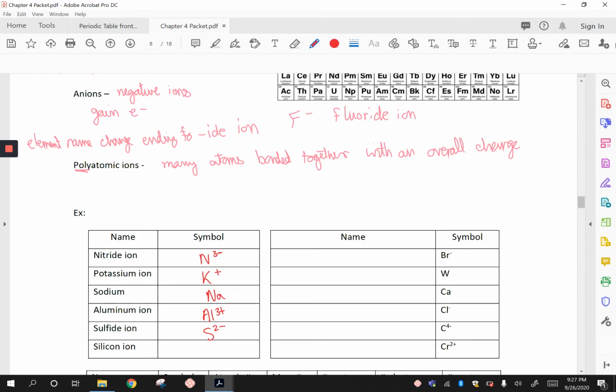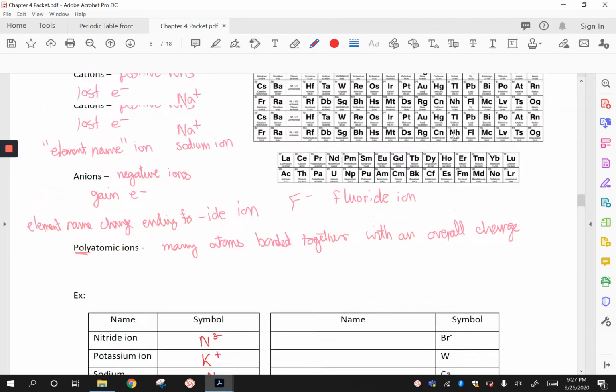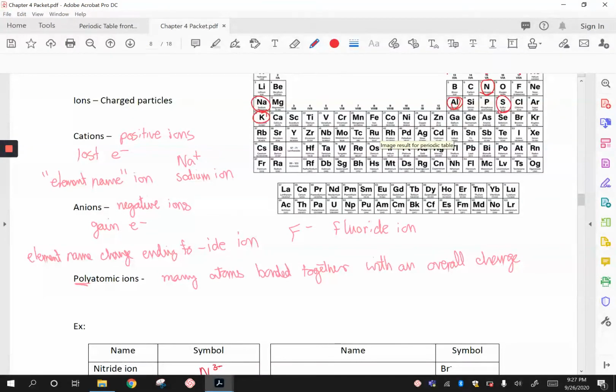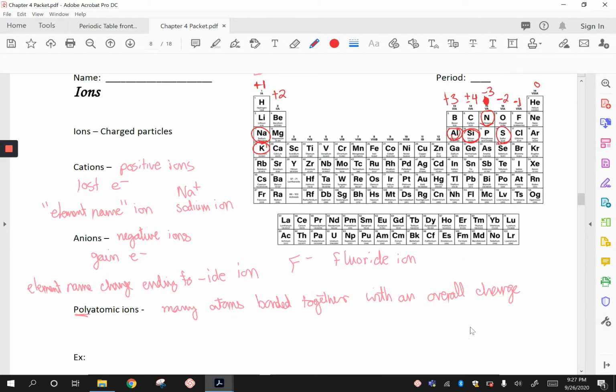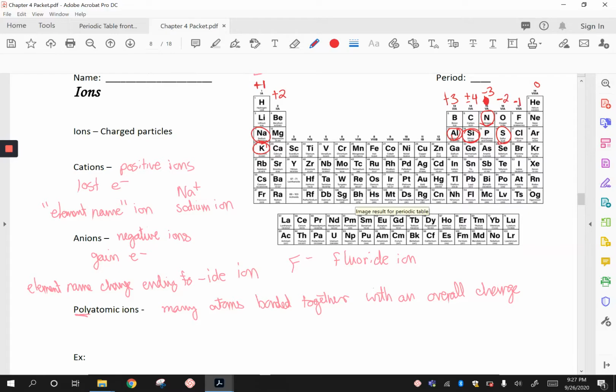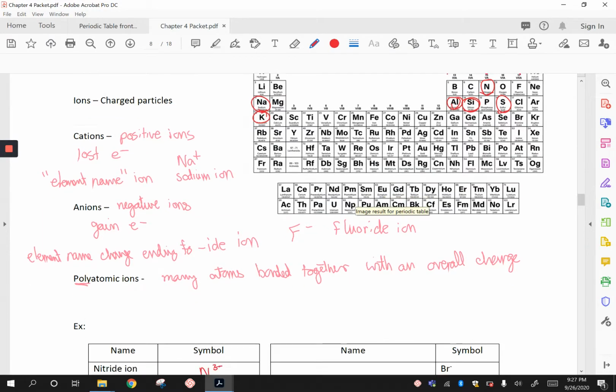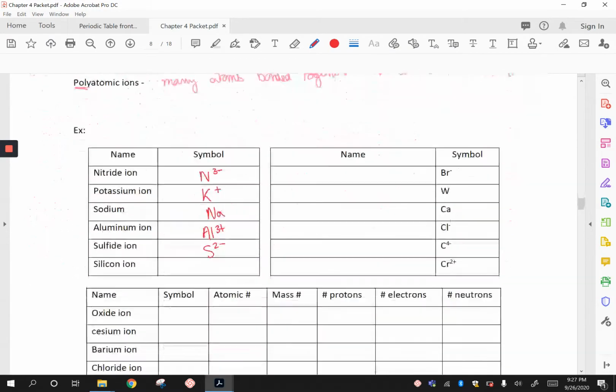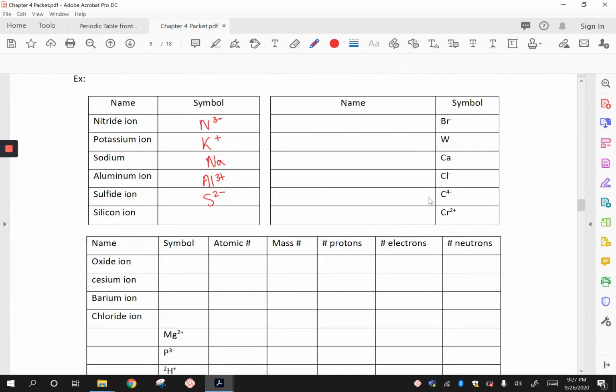And silicon ion. Silicon is in the carbon family. Right here. So remember we said that that is ±4, right? Well, how do we know? We know because it's a silicon ion as opposed to silicide ion. So it must be a positive, and so it's +4.